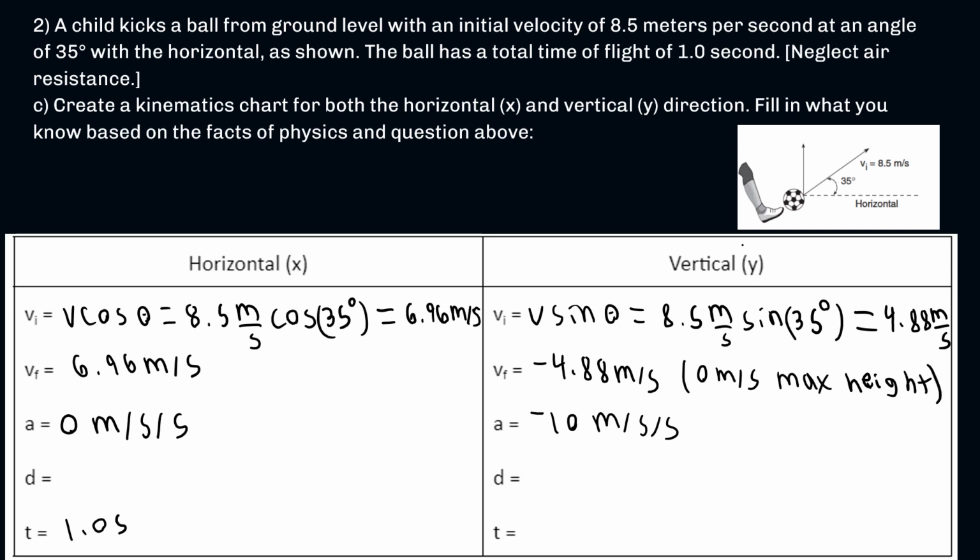Then my displacement, we don't know quite yet. In this situation, that's going to be used to find our max height. In that way, you're going to have a situation in which you have different heights for launched projectiles, or projectiles at an angle greater than 0 in Regents Physics.